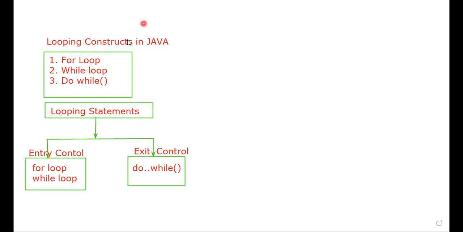Now, there are four parts of programming looping statements. What are those? Can you name them? Parts of looping statements. There are four parts.